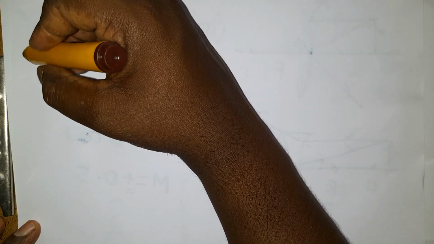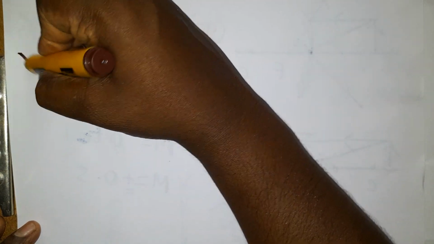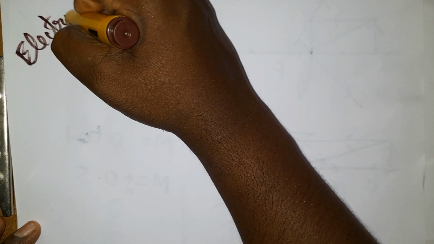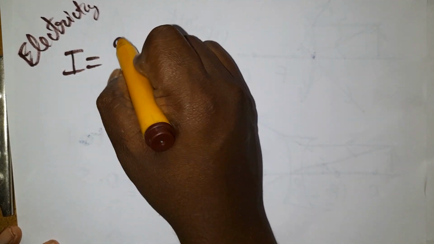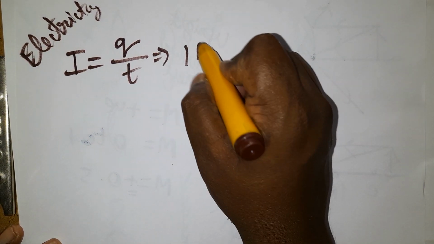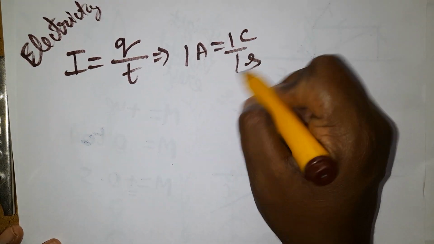Okay. Next one, electricity formulas. If you know the formula, and they ask a problem, at least you can write the formula. You will get 1 mark for that problem. Okay. Electricity formulas. Define current. Current is the rate of flow of charge. The unit of current: 1 ampere is equal to 1 coulomb per second.